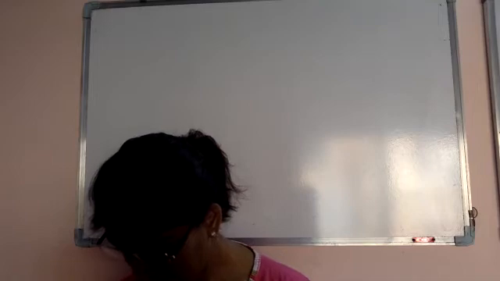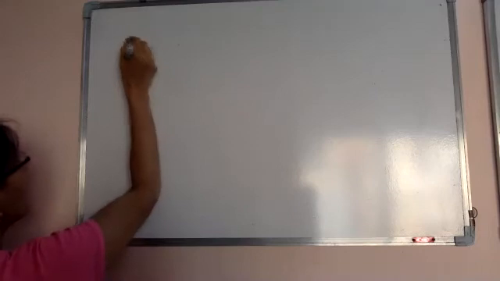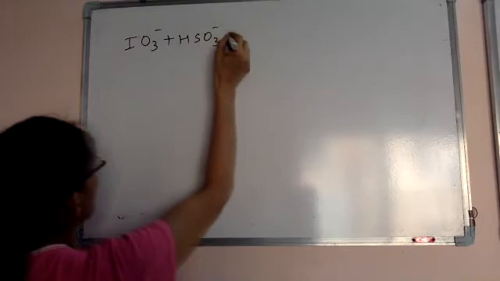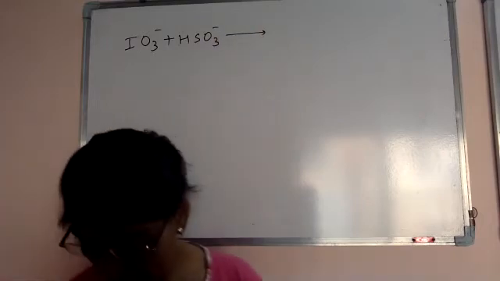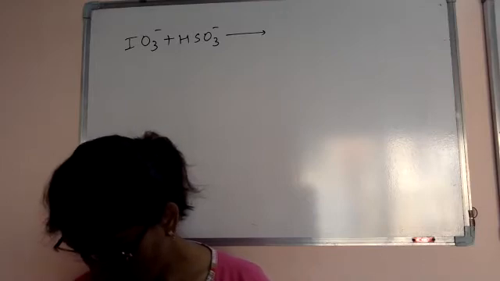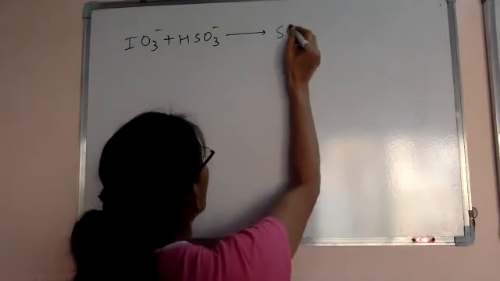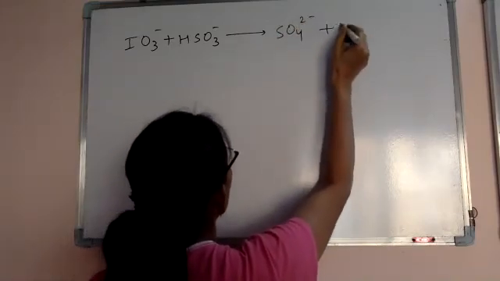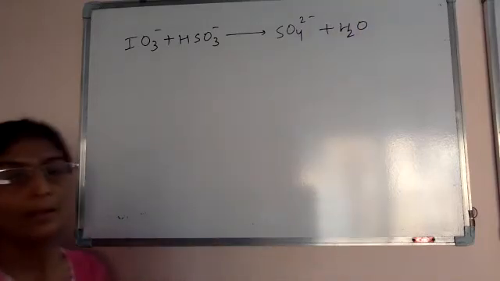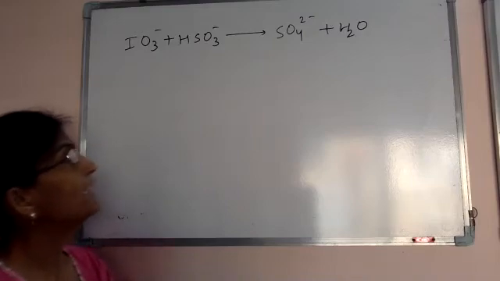IO3 minus plus HSO3 minus. IO3 minus, HSO3 minus, then gives SO4 2 minus and H2O. This we have to balance in basic medium. How we have to balance it in basic medium?